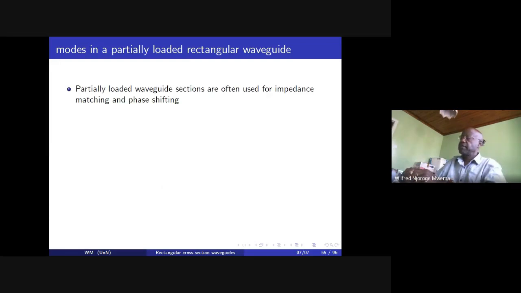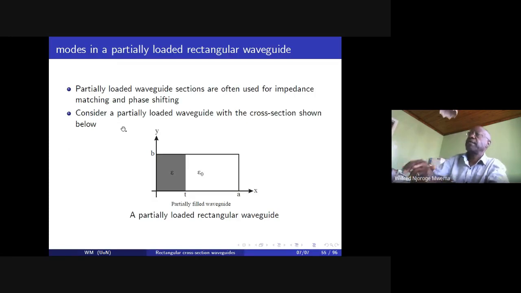Now, while we start with hollow waveguides, sometimes because of matching requirements or changing or shifting the phase of the signals, we may be required to fill the guide. And many times the guide will be partially loaded. Rather than filling the guide completely with dielectric, we just put a dielectric that fills part of the guide cross section. So we consider a partially loaded waveguide with the cross section shown below. That is, we have a guide of width A, but along the E plane, we place a dielectric of electric permittivity epsilon, and the rest is hollow. This is called a partially filled guide, and the thickness of the dielectric is T.